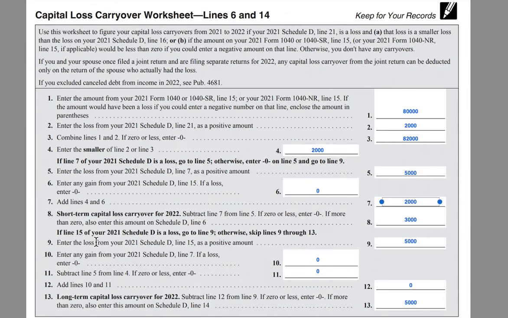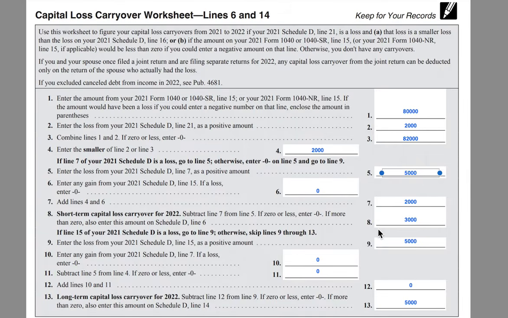Now, if line 15 of your prior year Schedule D was a loss, we'll go through line 9 and continue that way. Otherwise, you're finished with completing this worksheet. So the loss from 2021 Schedule D, line 15, we're entering that as a positive amount here in line 9. We'll enter any gain from the Schedule D, line 7. However, since we reported a loss previously, we obviously don't have a gain for line 7, so that will be 0. And then we're going to subtract line 5 from line 4.